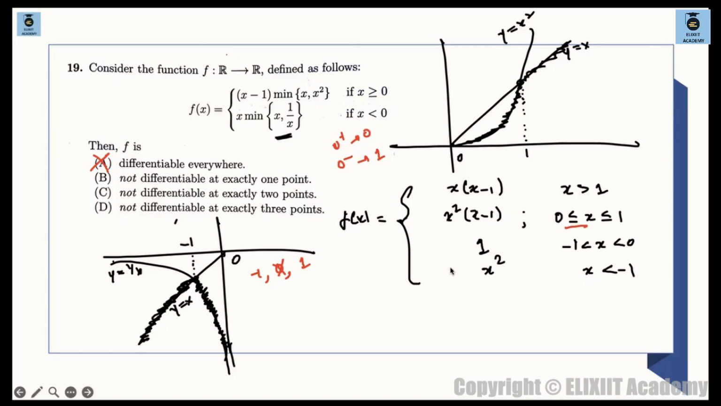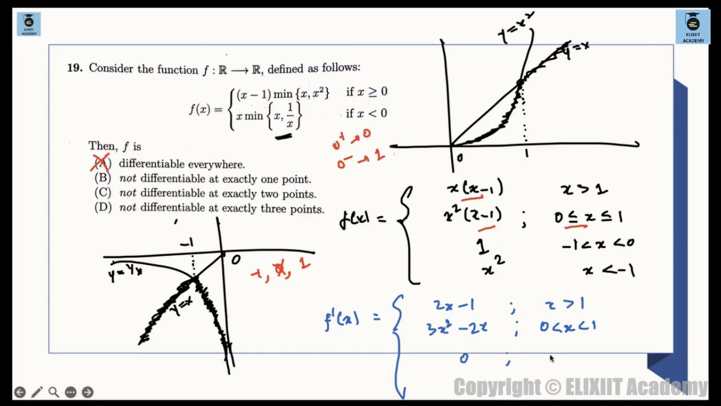Now check at 1. I think it will be continuous at 1. At 1, when x is more than 1 this will be 0, and when x is less than 1 this branch will be considered, here also 0. It is continuous at 1, which means we have to check the differentiability at 1. For that, you can use the shortcut trick: you can differentiate this branch-wise if a piecewise function is given. Once you differentiate, this will become 2x minus 1 when x is more than 1, and 3x square minus 2x when x is lying in between 0 and 1.